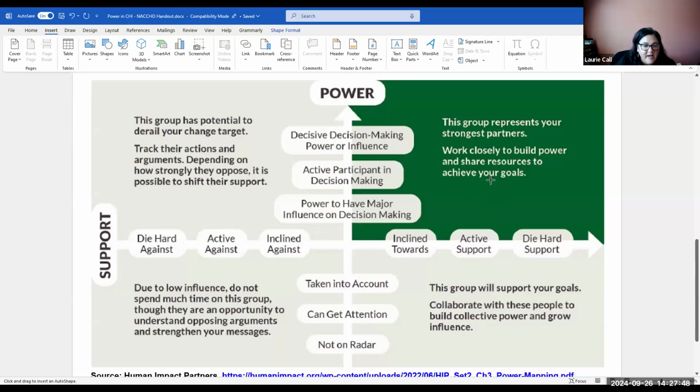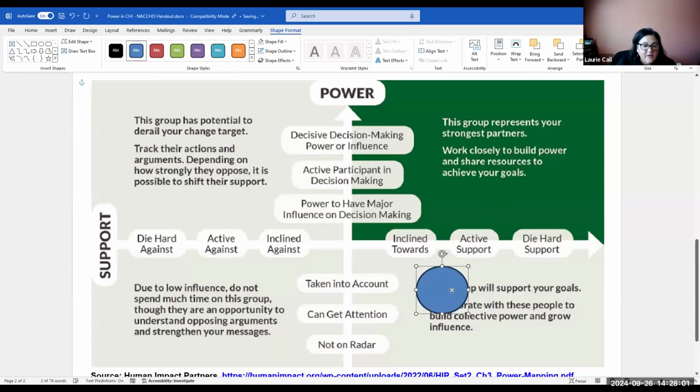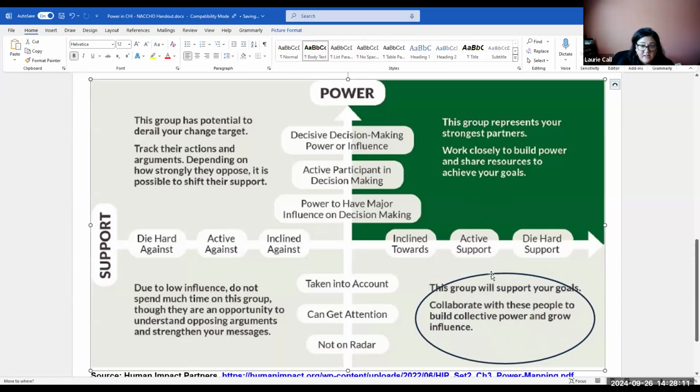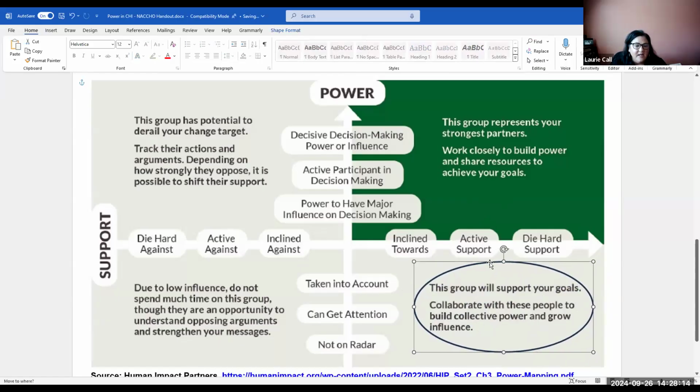So now let's look at the power level. Where are they? Taken into account sounds about right. So we have them in this category right over here. So inclined and taken into account. There might be some other parent groups who maybe are well resourced and live in a well resourced community and might not be having a problem ensuring that their kids have 3 healthy meals a day. And they might be up here at power to have major influence on decision making.